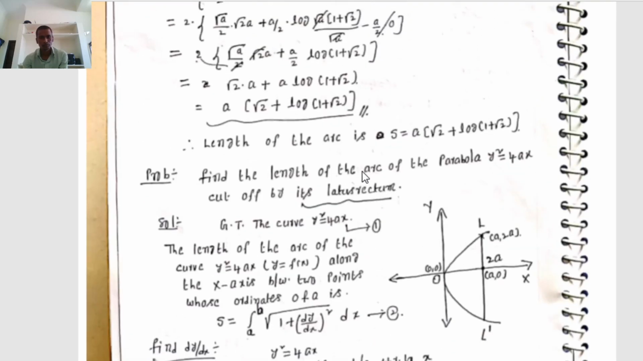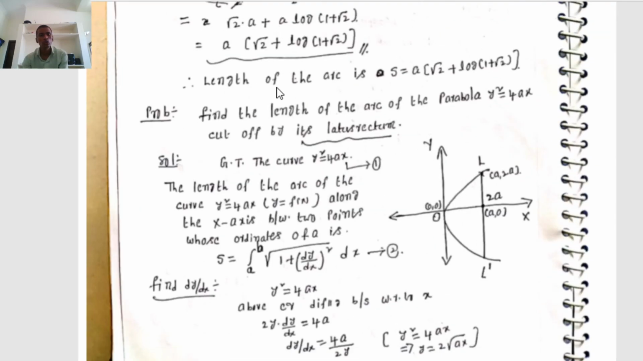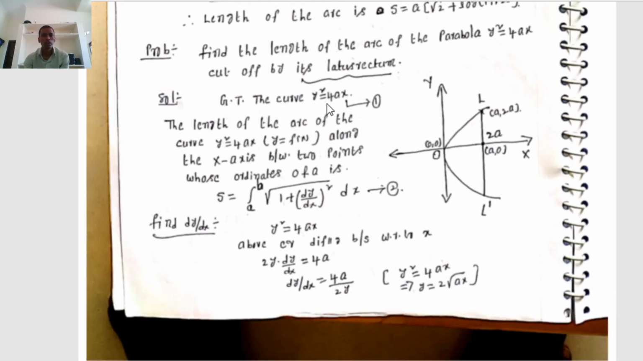Okay, therefore the length of the arc of the curve x square equal to 4a y, measured from the vertex to the extremity of the latus rectum, is s equal to a into root 2 plus log of 1 plus root 2.